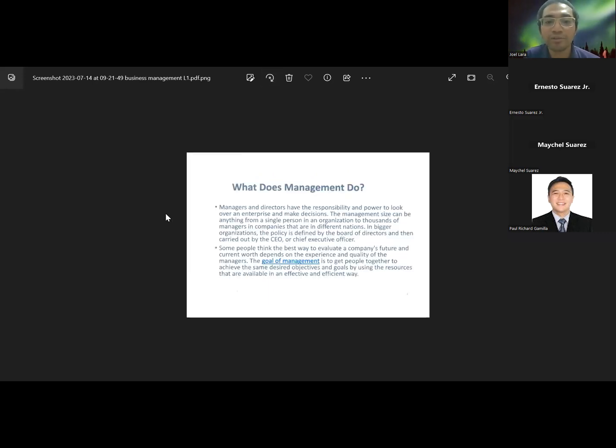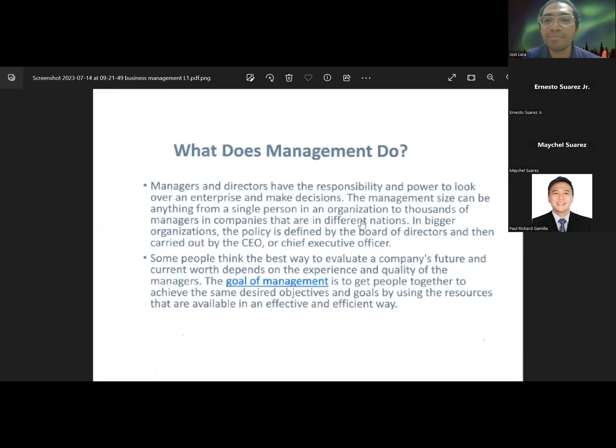What does management do? Managers and directors have the responsibility and power to look over an enterprise and make decisions. The management size can be anything from a single person in an organization to thousands of managers in companies, in different nations and bigger organizations. The policy is defined by the board of directors and then carried out by the CEO, or chief executive officer.